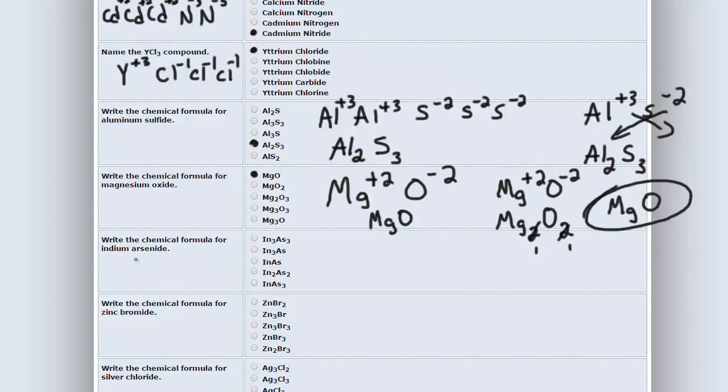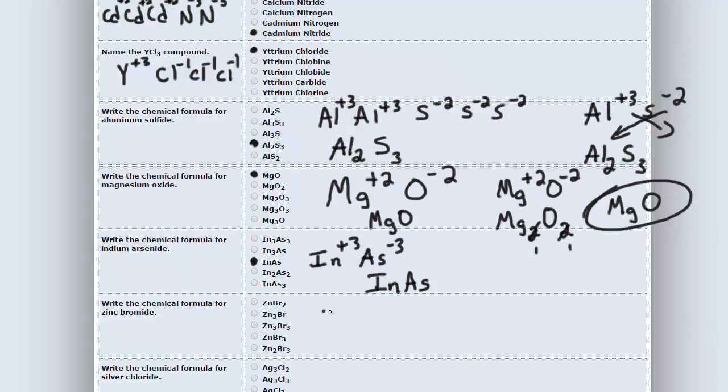Write the chemical formula for indium arsenide. Indium is a +3 ion, and arsenide is a -3 ion. So we get +3 -3 is 0. So indium arsenide would be InAs.